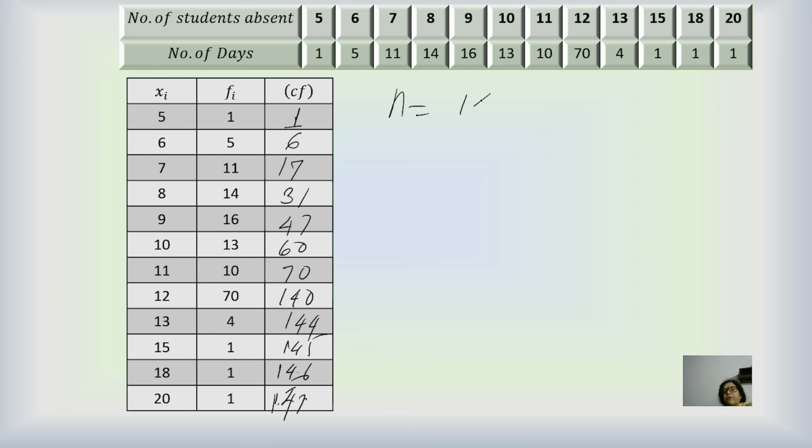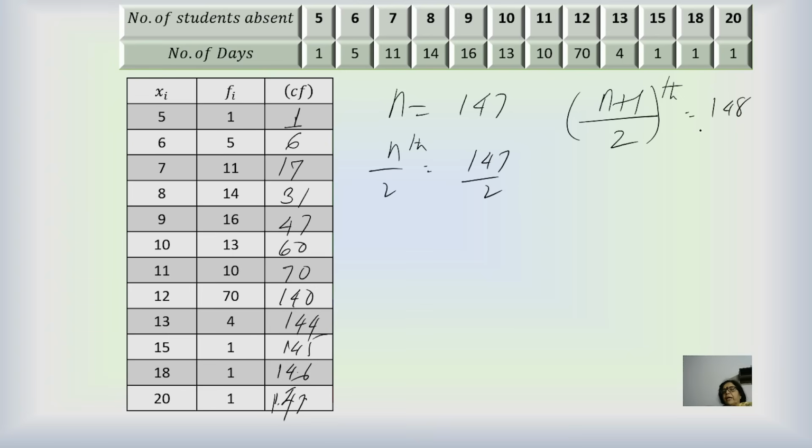N is 147. Now to find out the median value, you can proceed by adding 1 to it, (n plus 1) by 2th observation, and check out the median straight away. Or you can proceed by n by 2th observation also. In both cases, you will get the same value. This will be 148 by 2. So here we will get 73.5, here we will get 74. Now 0.5 is not there in the cumulative column, so both these values will be the same.